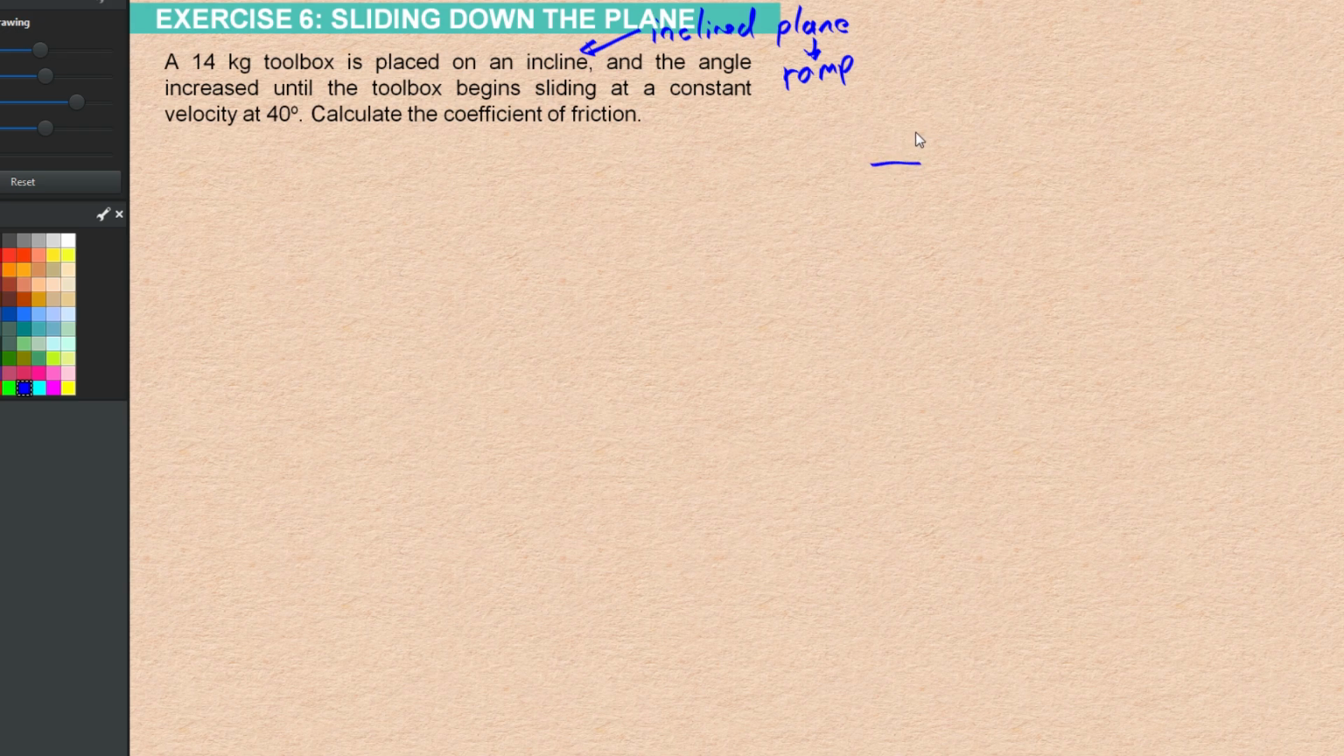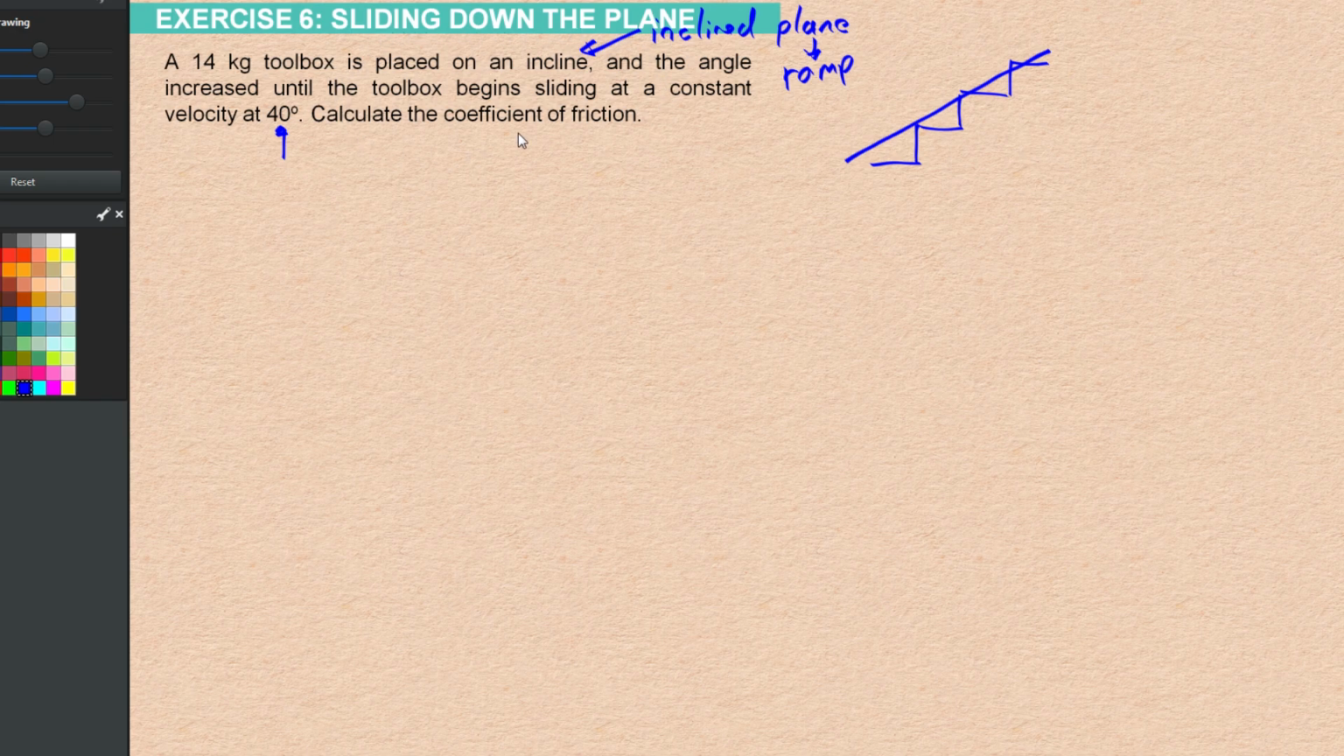So instead of a set of stairs which you might move a fridge up or have to lift something up, we can replace that with a ramp that we can simply slide things and push things up instead. Okay, in this situation, our ramp angle is 40 degrees.